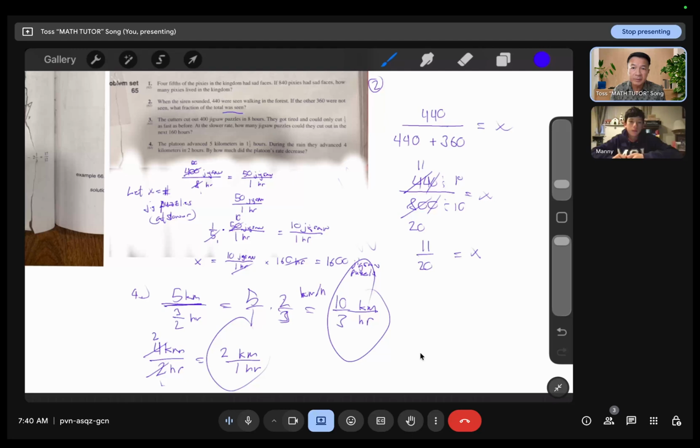By how much did the platoon's rate decrease? By 2/3. No, that's not enough. What do you mean 2/3? 2/3 what? 2/3 kilometers per hour. By that much. There you go.